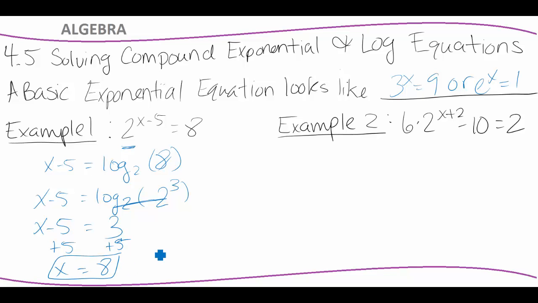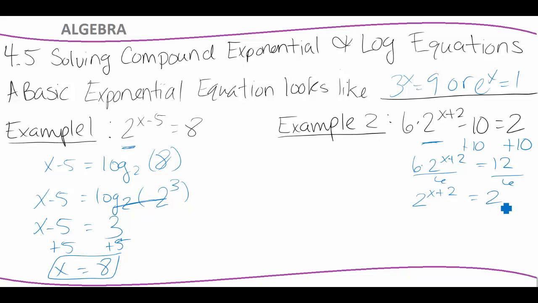Now we're going to look at example 2. We have 6 times 2 to the x plus 2 minus 10 equals 2. First we want to get this base 2 by itself so that we can convert into our log. So we're going to add 10 to both sides, and we're going to get 6 times 2 to the x plus 2 equals 12. And then we're going to divide both sides by 6. We're going to get 2 to the x plus 2 equals 2.